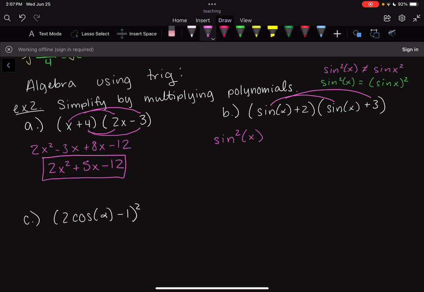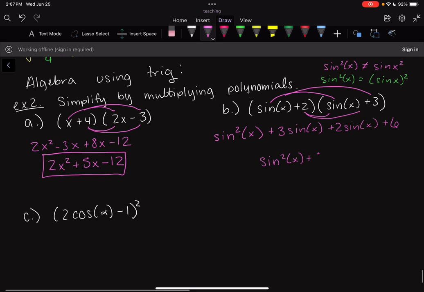Then if I do sine times 3, that would be 3 sine x. So you're almost just treating it like a variable. Then I'll do 2 times everything. So this would be plus 2 sine x plus 6. Now this can simplify. So I have sine squared x plus 5 sine x plus 6.